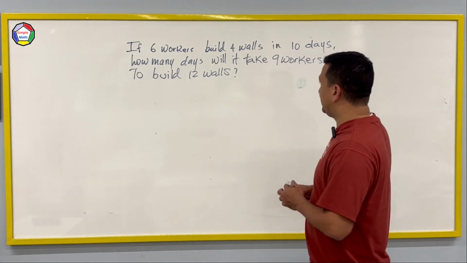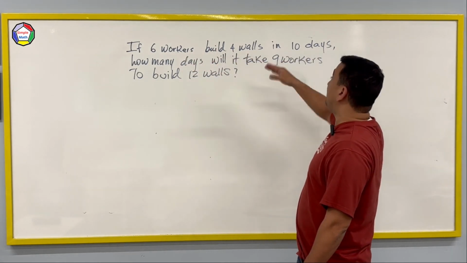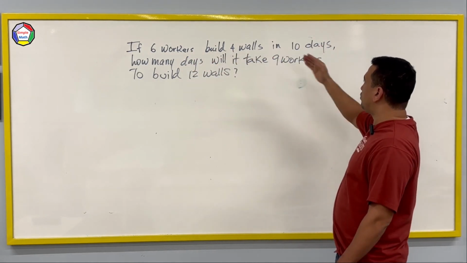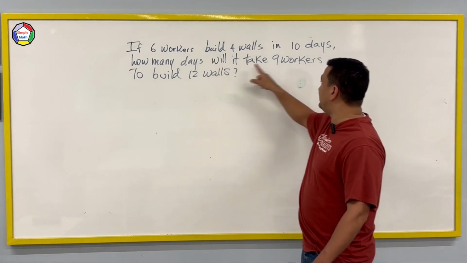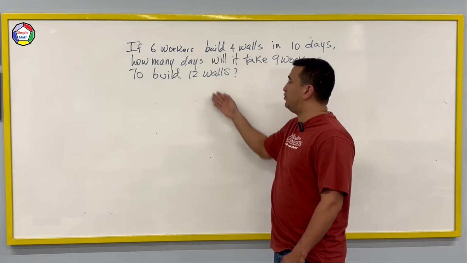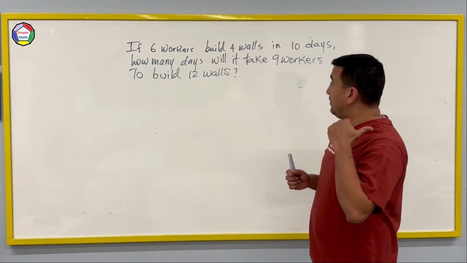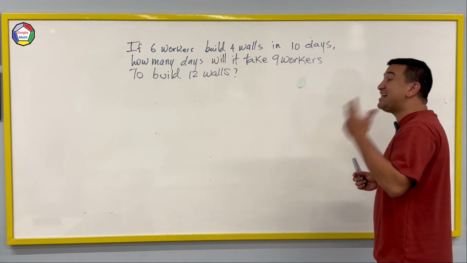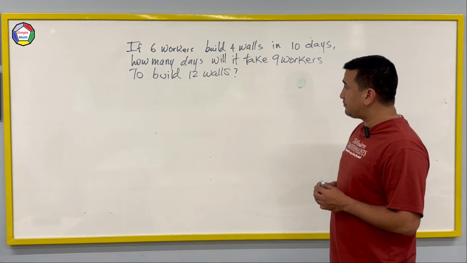Let's read the problem. It says, if 6 workers will build 4 walls in 10 days, how many days will it take 9 workers to build 12 walls? So the problem is speaking about three things: the workers, the walls, and the time they take doing that task, building walls.